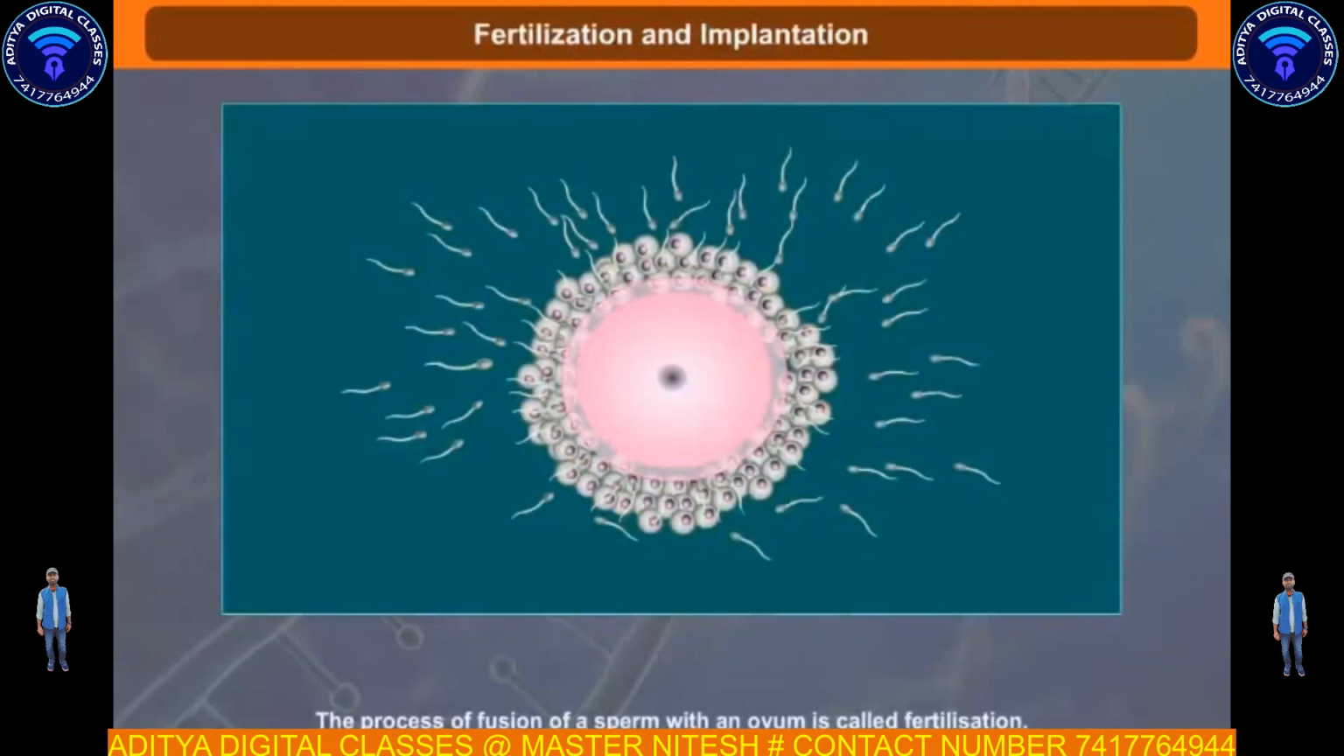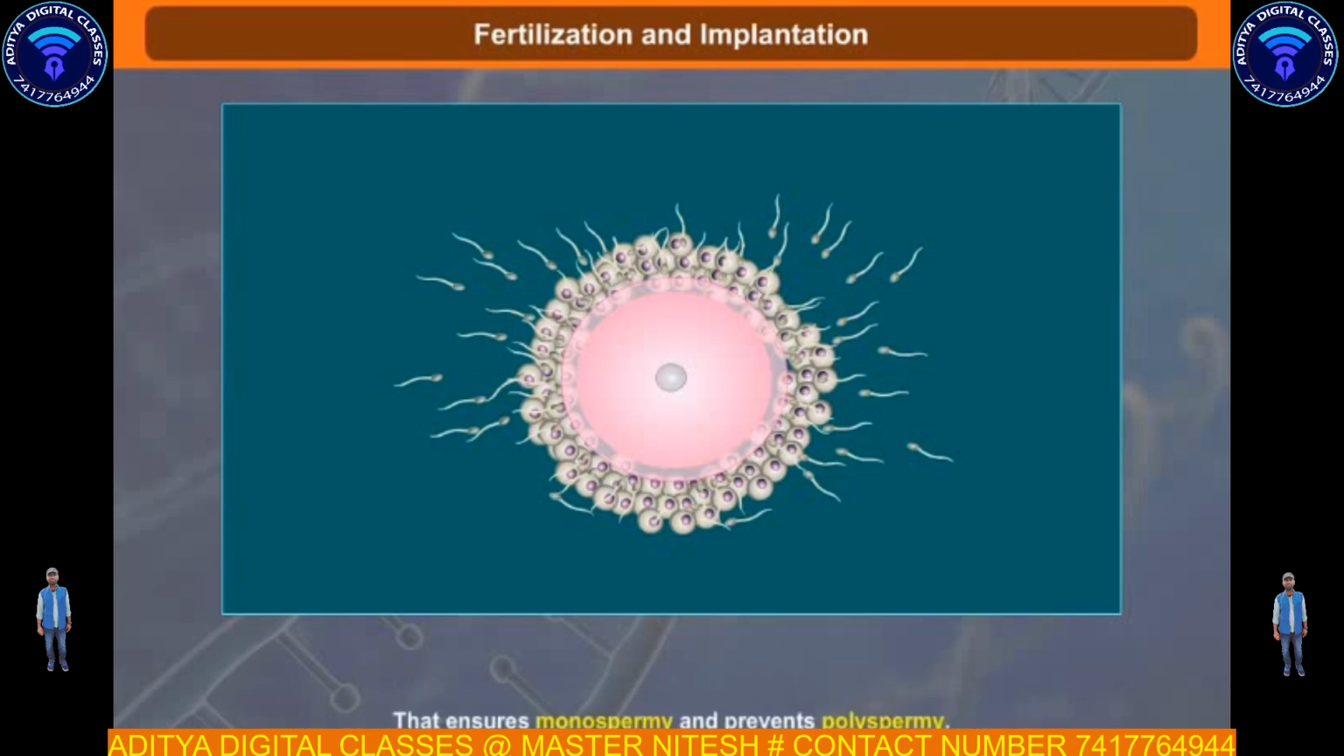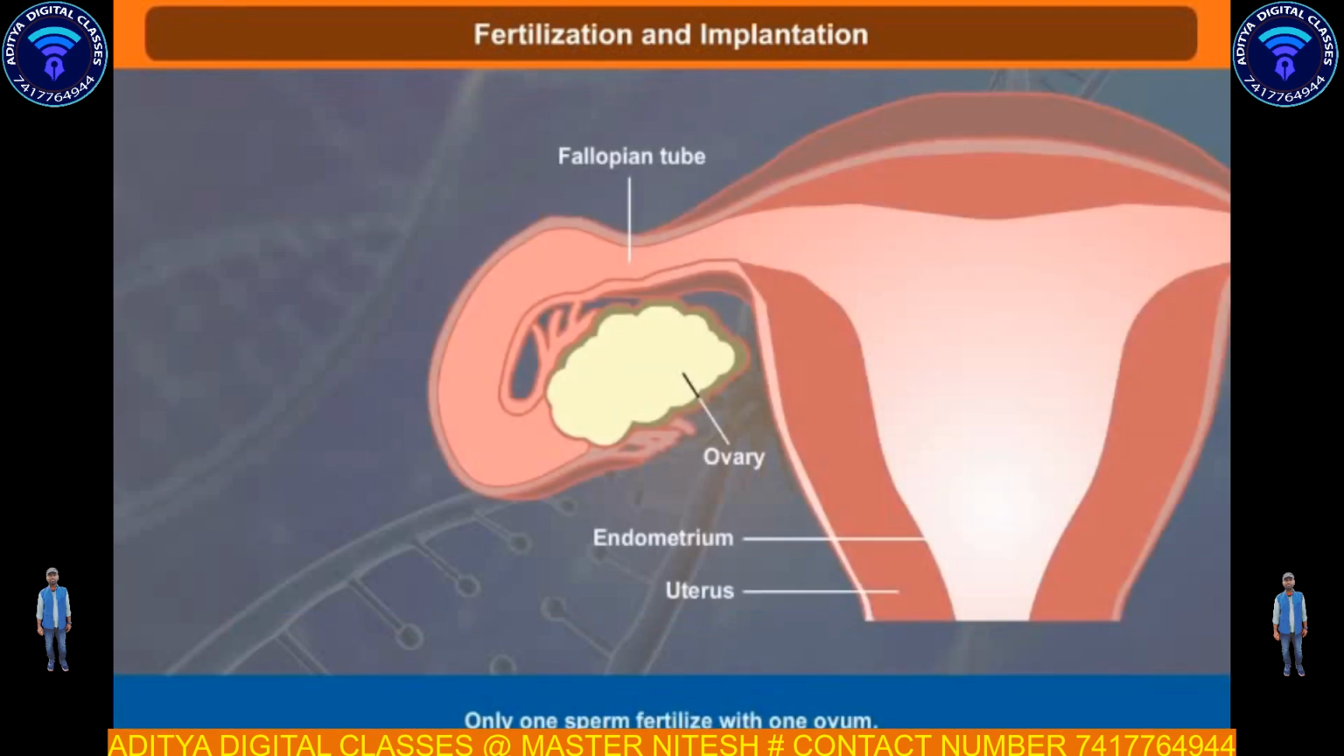The process of fusion of a sperm with an ovum is called fertilization. The acrosome of the sperm secretes enzymes that help in penetration into the ovum. When the sperm comes in contact with the zona pellucida of the ovum, it induces changes in the membrane that block the entry of additional sperms. That ensures monospermy and prevents polyspermy. Only one sperm fertilizes one ovum.